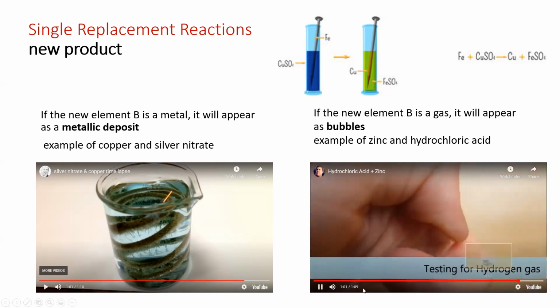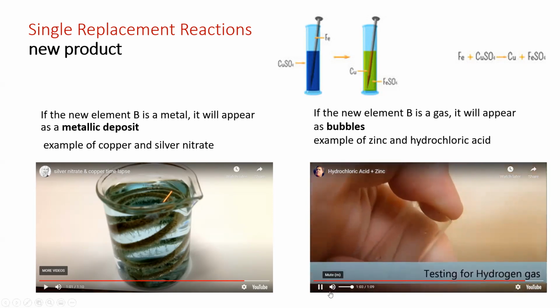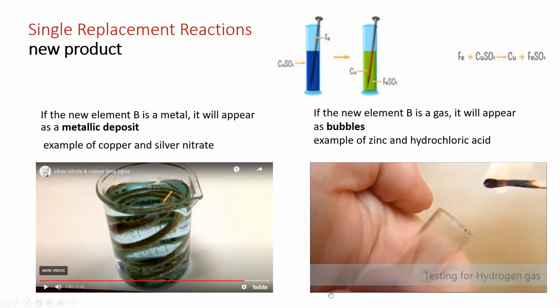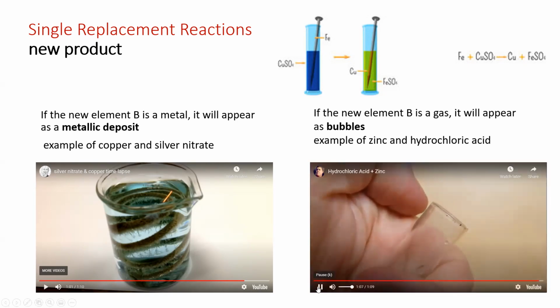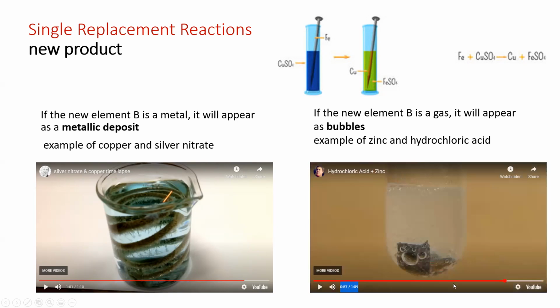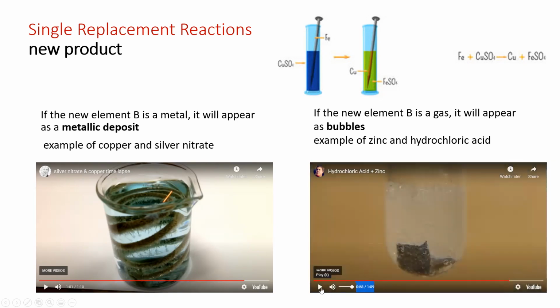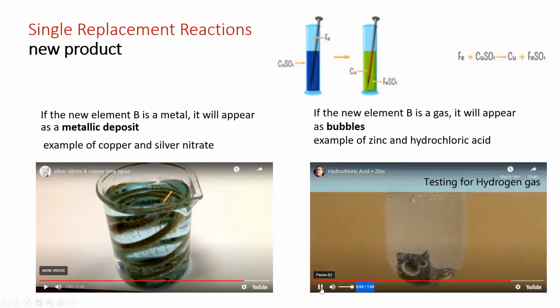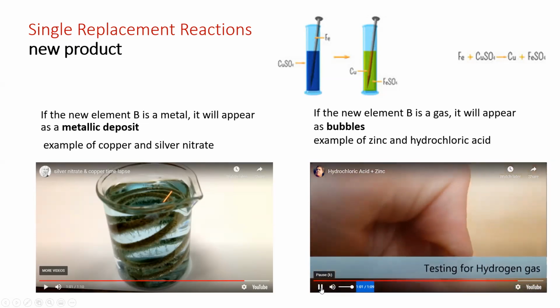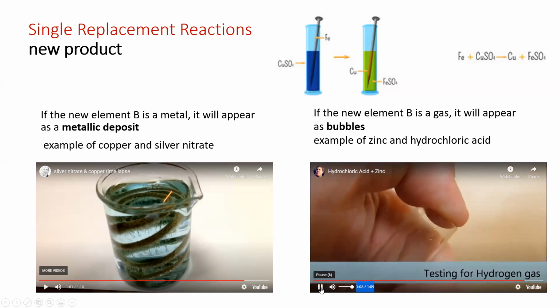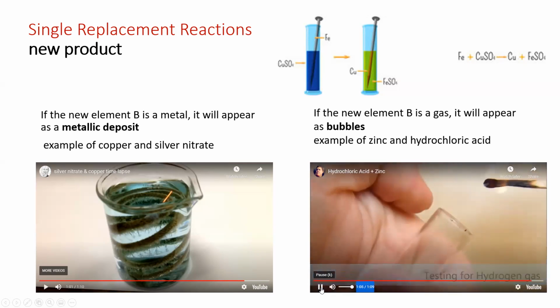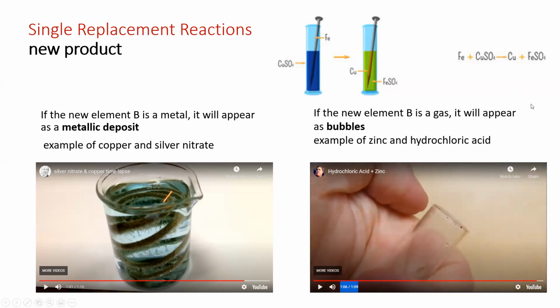You can test the hydrogen gas by putting a match to it, and hydrogen gas makes a sound when it combusts. I'll show you that again. So hydrogen gas can be tested because the combustion of hydrogen gas, when you burn hydrogen gas, it makes a sound. So collecting the hydrogen gas, can't see it, but you can test for it. There you go.